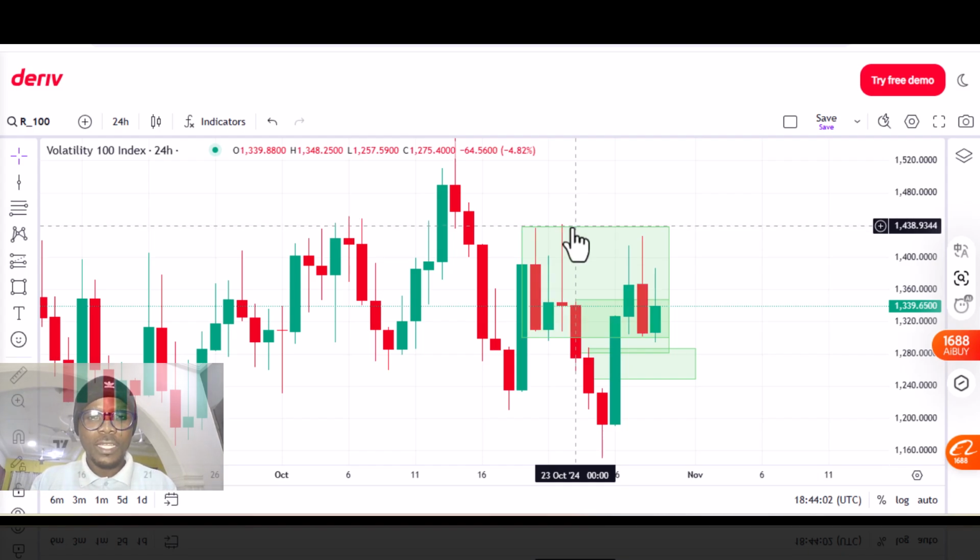So for a brief understanding of how to trade the market maker model, this is how to go about it.